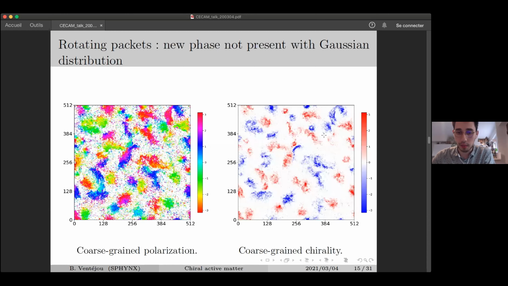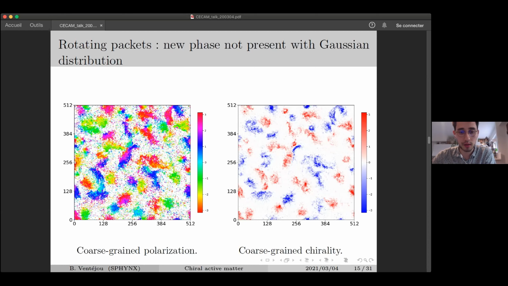So here I plot the coarse-grained chirality. We see that there is a packet with blue particles and a packet with red particles. It means that there is segregation between particles with positive chirality and particles with negative chirality. Now the question is, what is the nature of this packet? If you take one packet, for instance, you can see that all the polarizations are the same inside the packet. So it means that it is ordered.